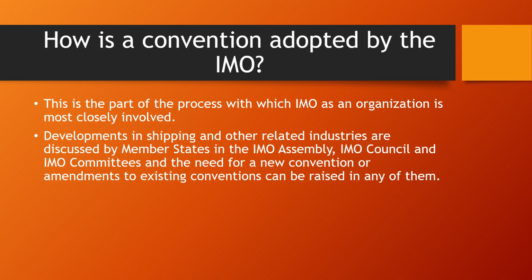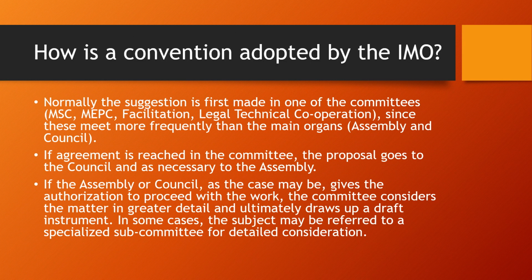The need for a new convention or amendments to an existing convention can be raised by any one of them. Normally, the suggestion is first made in one of the committees, such as the Maritime Safety Committee, the Marine Environment Protection Committee, the Facilitation Committee, or the Legal and Technical Cooperation Committee, since the committees meet more frequently than the main organs of the IMO, such as the IMO Assembly or the IMO Council. If agreement is reached in the committee, the proposal then goes to the IMO Council or, as necessary, to the IMO Assembly.